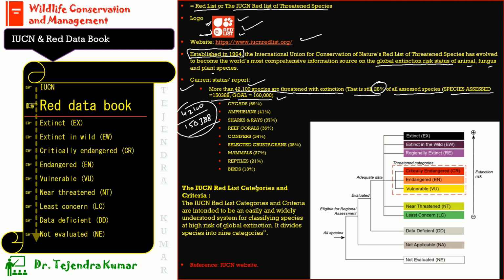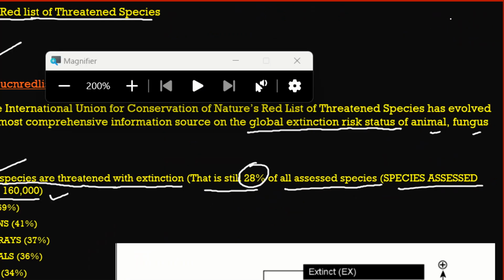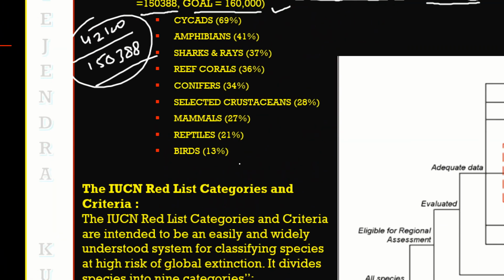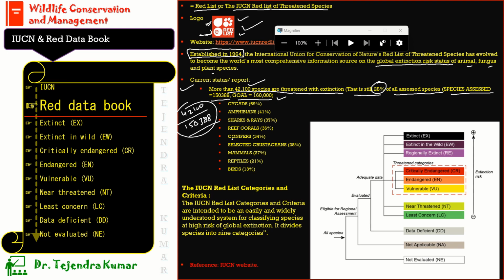So if you see, then we will find that there are a number of species here. See here, cycads 69%, amphibians 41%, sharks and rays 37%. These are actually under the threatened category, which I have mentioned here. Sharks and rays 37%, reef coral 36%, conifers 34%, selected crustaceans 28%, mammals 27%, reptiles 21%, and birds 13%. So these are some species statuses which we can see here.